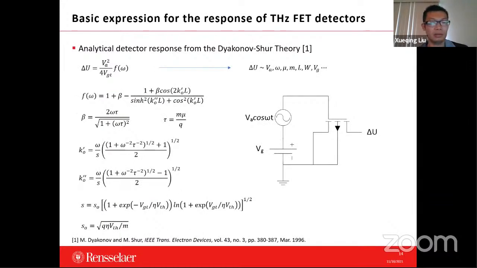And a theoretical analysis has been done, and the analytical detector response has been derived from the Dyakonov-Shur theory. The equations are listed here. We can see that the response is a function of various parameters, including the Terahertz radiation magnitude or frequency, and the mobility of the electron in the channel of the FET, and also the dimensions of the FET detectors, and also the bias.